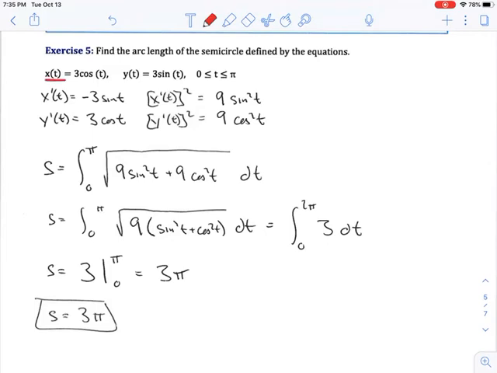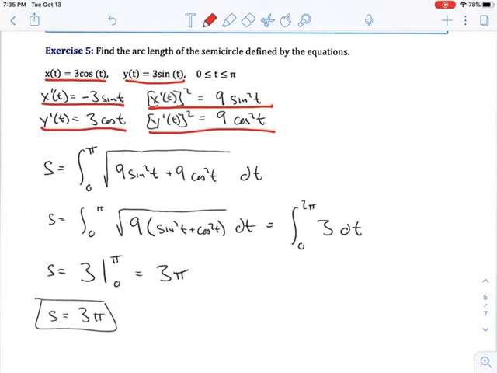So x of t is 3 cosine t, and y of t is 3 sine t. So first find the derivative of each one. The derivative of 3 cosine t is negative 3 sine t. The derivative of 3 sine t is 3 cosine t. Then I like to square each term. So squaring x prime of t, we get 9 sine squared t. Squaring y prime of t, we get 9 cosine squared t.